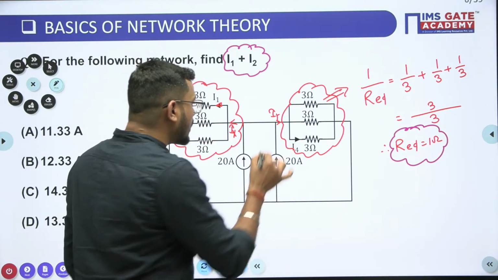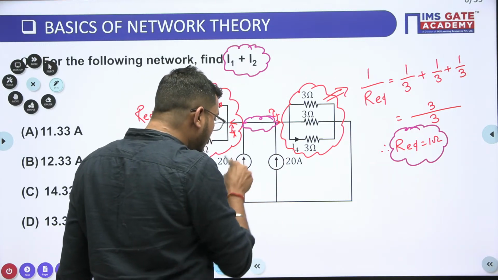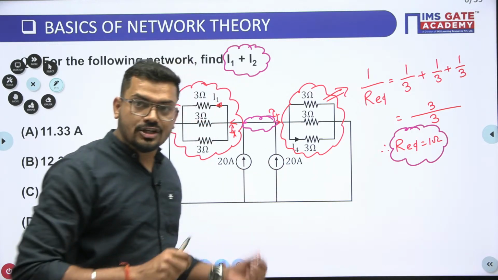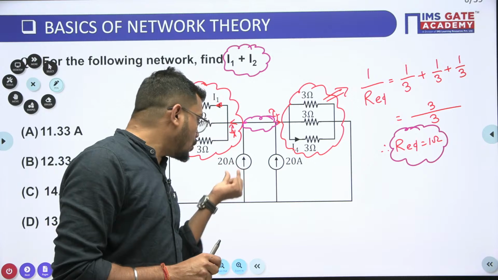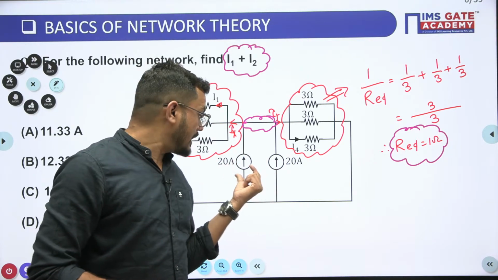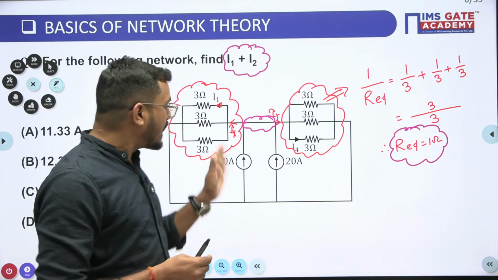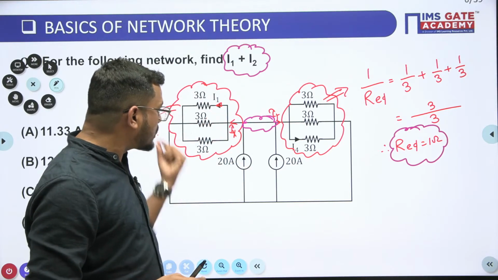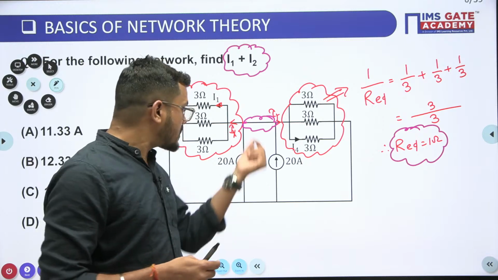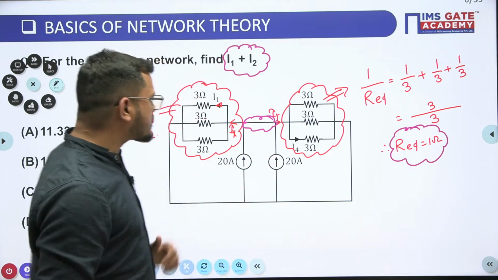Just tell me about this. What is this? So this is the net current. Actually there are 2 current sources which are connected in parallel. That's why I just want to draw this network by a single source only. Okay now, so let us try to do.